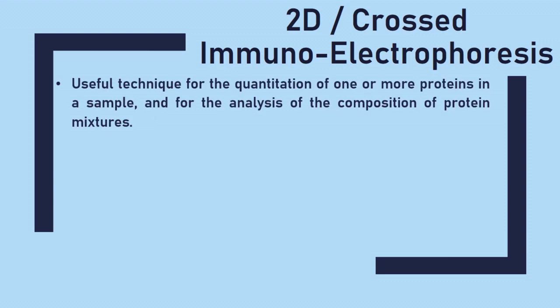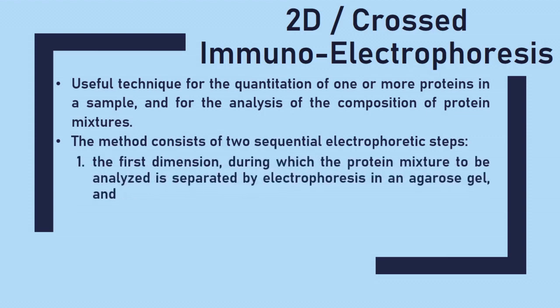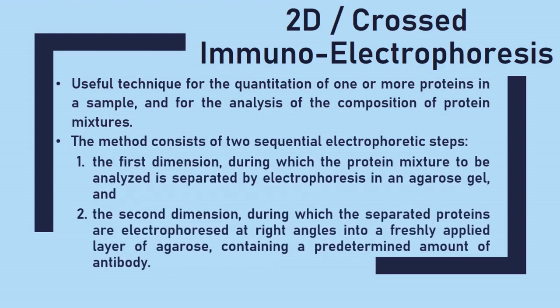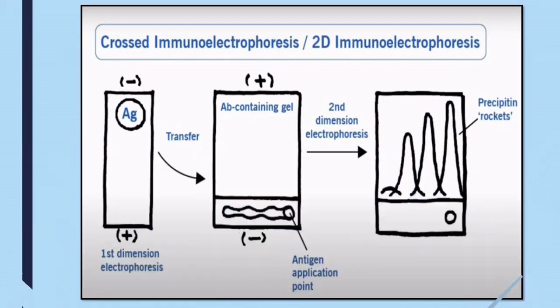This method is again a quantitative estimation for the composition of antigenic mixture. And as I said, we are going to run electrophoresis in two different dimensions. In first, we are going to separate the protein mixture as we did in the immunoelectrophoresis, but there is a slight difference in this that I'll also tell you. And in the second dimension, we are going to run it across an antibody containing gel, like a rocket electrophoresis. Okay, so this picture will help me to explain this.